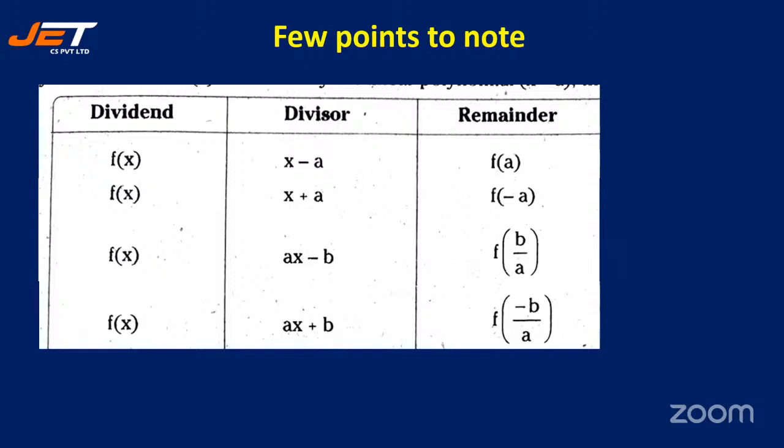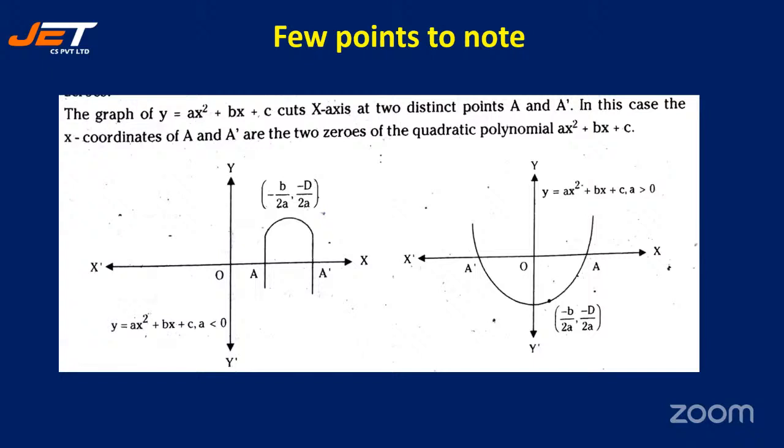Next, the dividend is f of x and the divisor is ax plus b. Again, you put ax plus b equal to 0, so ax is equal to minus b, so x is equal to minus b by a. So the remainder is f of minus b by a.